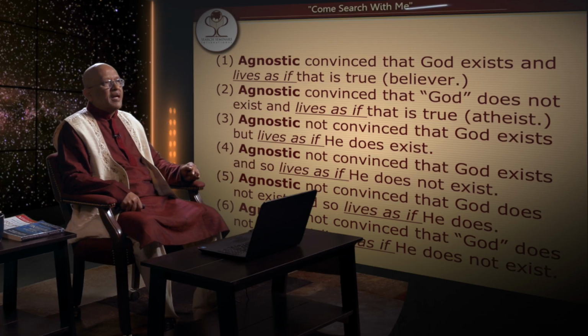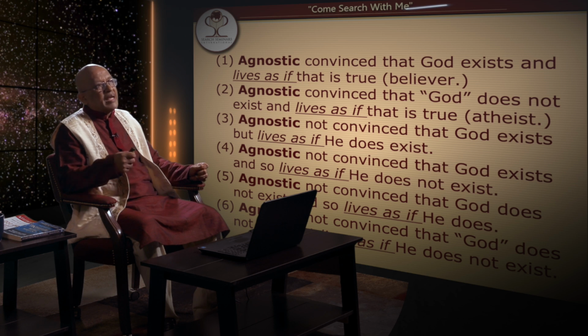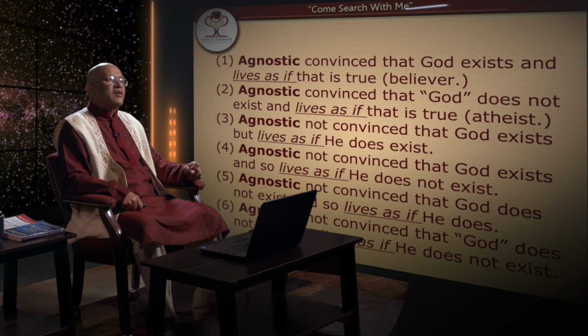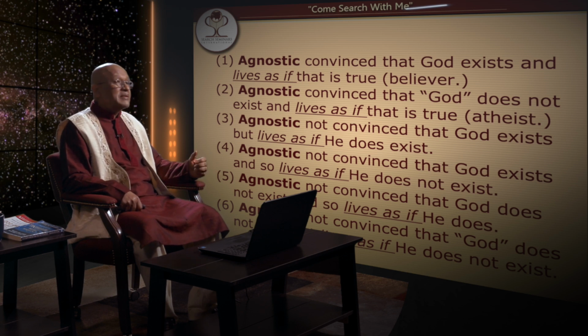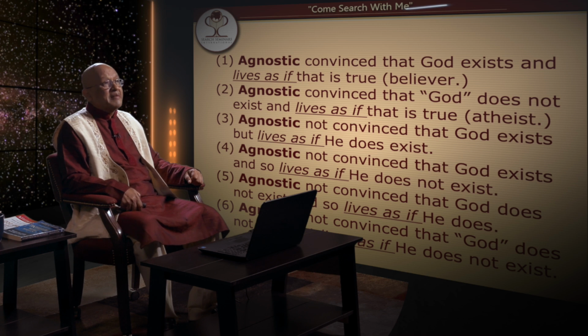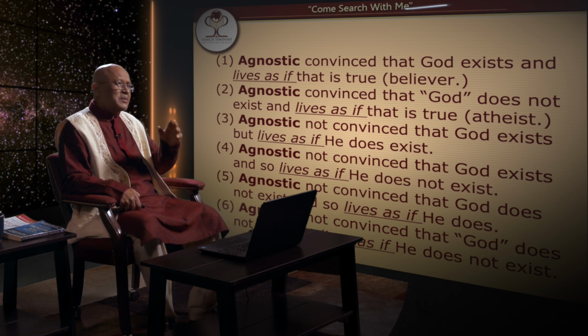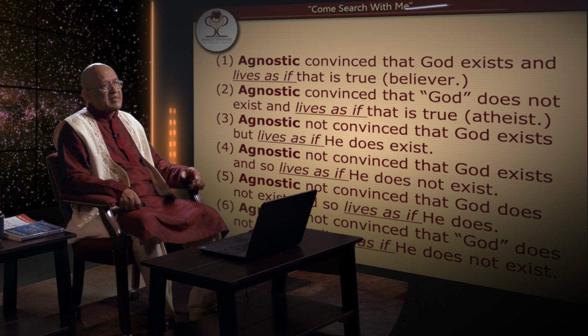But there are some words in italics, lives as if. I wanted you to follow as we read lives as if. Agnostic number 1 lives as if God exists. Agnostic number 2 lives as if God does not exist. Agnostic number 3 lives as if God exists. Agnostic number 4 lives as if God does not exist. Agnostic number 5 lives as if God exists. And agnostic number 6 lives as if God exists. Did you notice something? They are all agnostics, that's number 1.